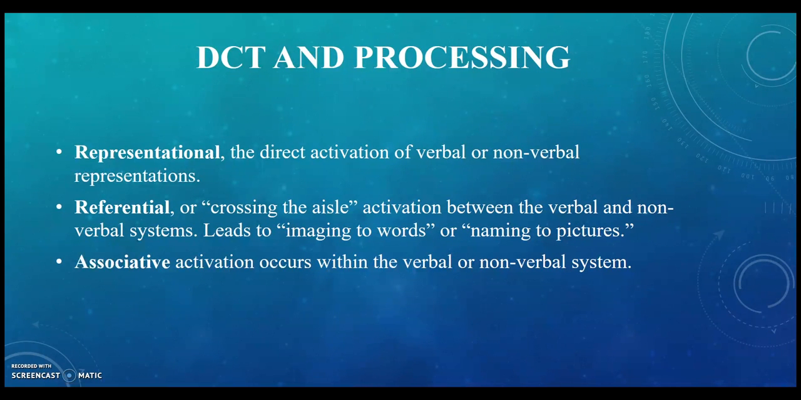Dual coding theory identifies three types of processing: representational, which refers to the direct activation of verbal or nonverbal representations; referential, or crossing the aisle, which regards the activation between the verbal and nonverbal systems. It leads to imaging to words or naming to pictures. Associative activation occurs within the verbal or nonverbal system. According to dual coding theory, a given task might require any or all of the three kinds of processing.